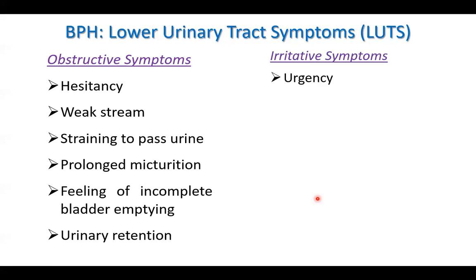So irritative symptoms include urgency. So these patients feel the urge to pass urine. It's such a strong urge that they have to run to the washroom. They will feel that it's coming out, so they have to run. And during that rush, sometimes before they are able to get to the washroom and pass urine, some amount of urine leaks, a few drops. Whenever the urine leaks and is not under control, we call it incontinence.